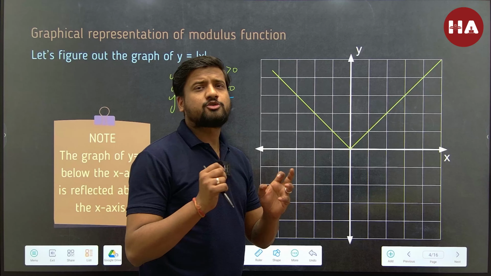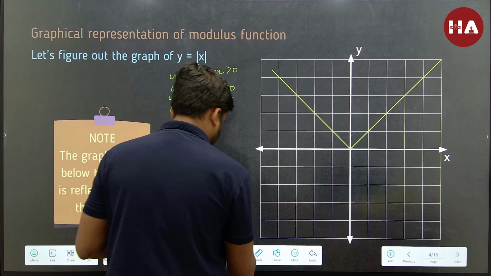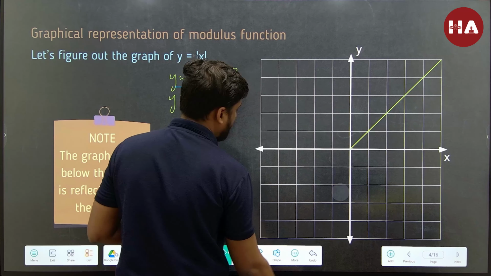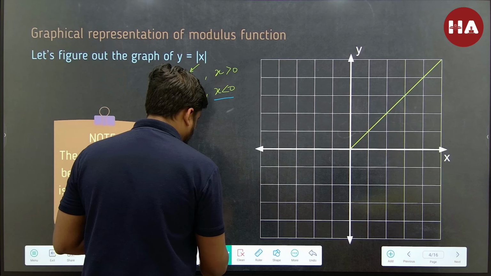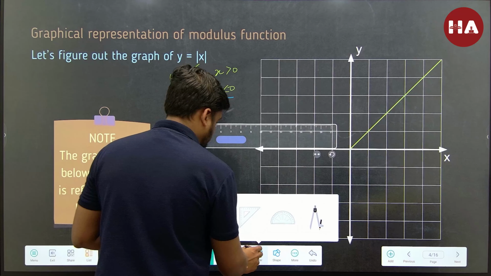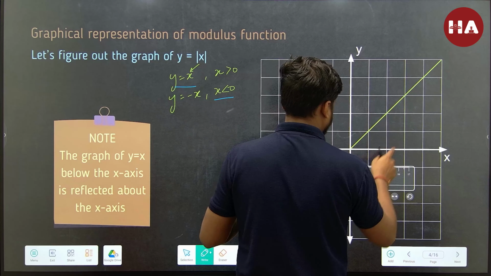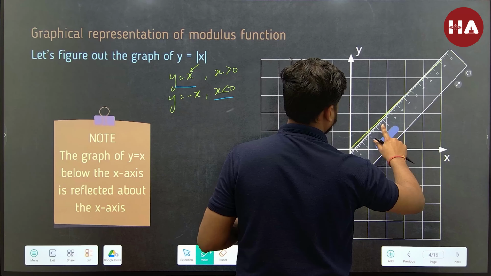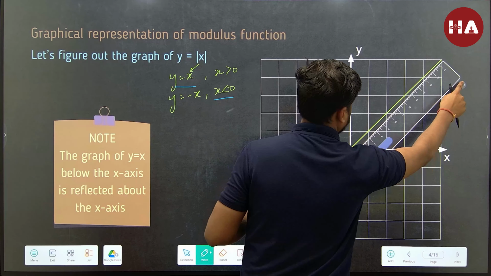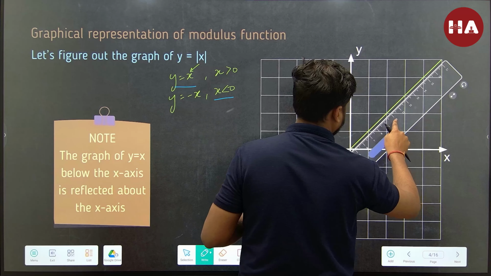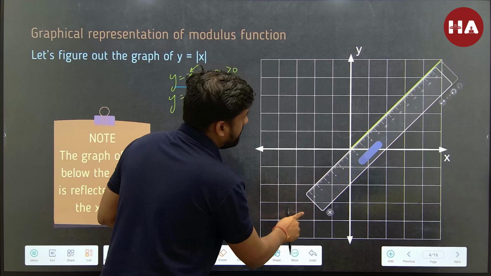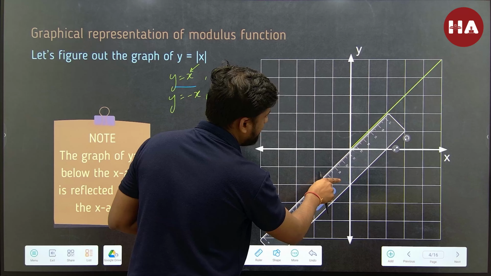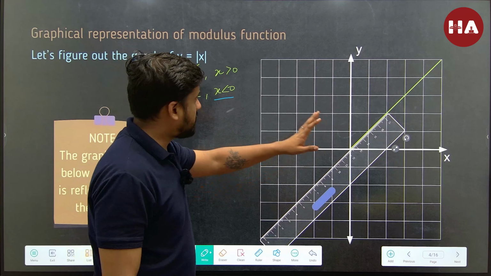Now there's another way to understand this. What is that? So rather than drawing two functions, just let me explain. Okay. Now rather than taking into account two functions, what you can do is just draw this function completely.